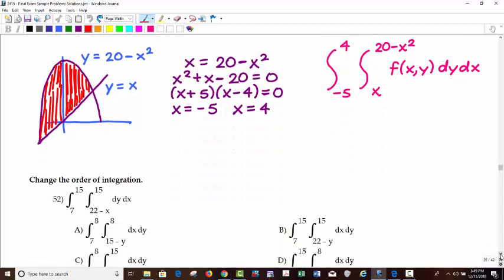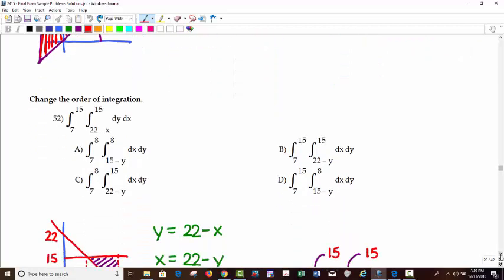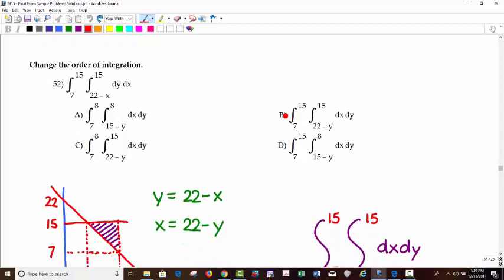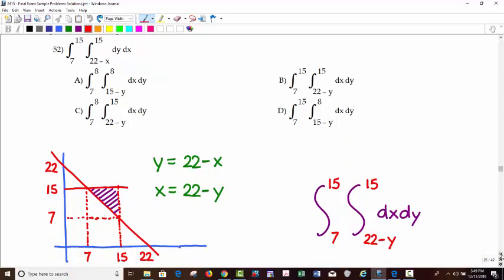Let's see. Here's one where we have to reverse the order of integration. Once again, I graphed. So y is going from 22 minus x to 15. There's a line 22 minus x coming in there, like so. And then, of course, y equals 15 is a horizontal line. So you've got to figure out the region.